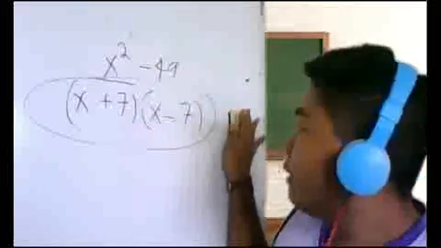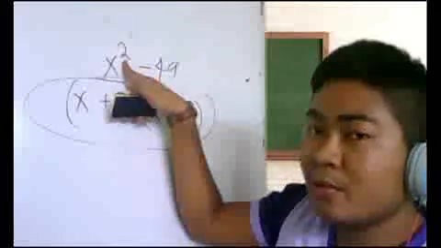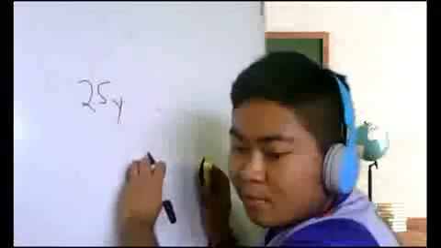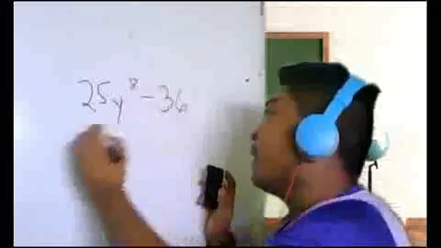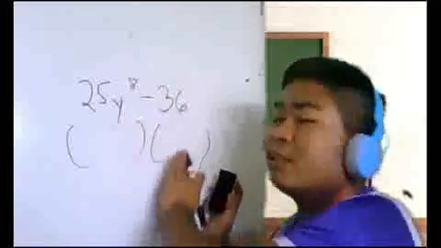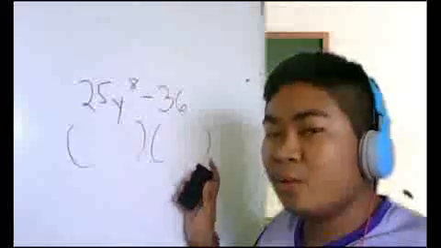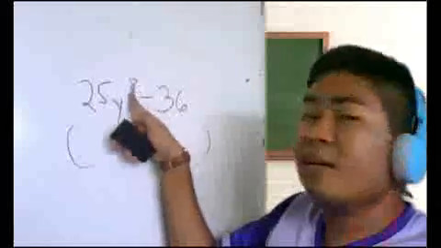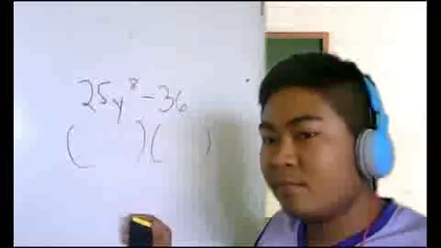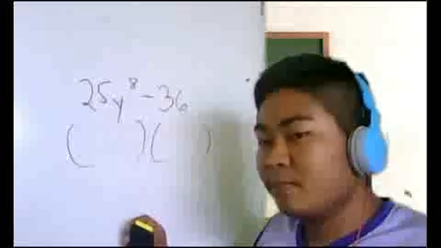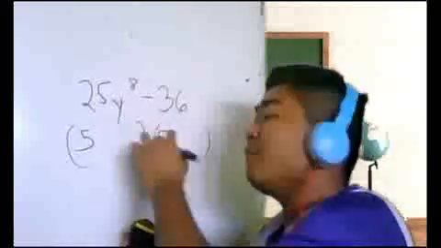What if mas higher na yung exponent natin? For example, this: 25y raised to 8 minus 36. So these are all in your worksheet, week 2. So we have 25y raised to 8 minus 36. What is the square root of 25? The answer is 5. So 5 dito, 5 din sa kabila.